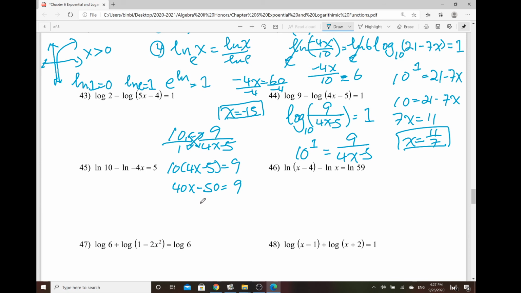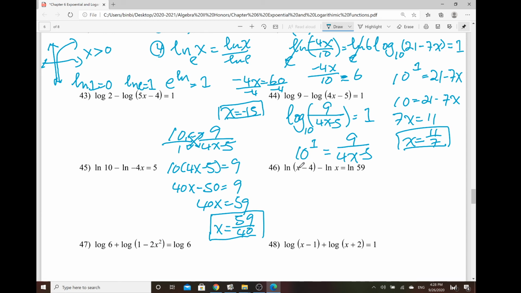Add 50 both sides. So 40x equals 59, and then x equals 59 over 40. And check that. Is that reducible? No, because 59 is considered a prime number. Okay, so 59 over 40.